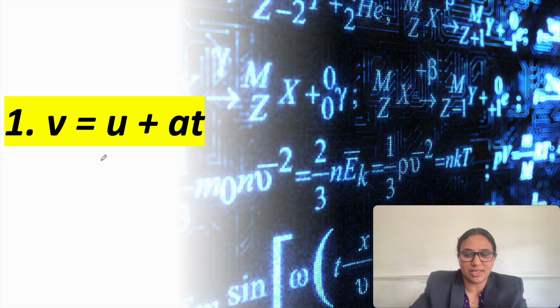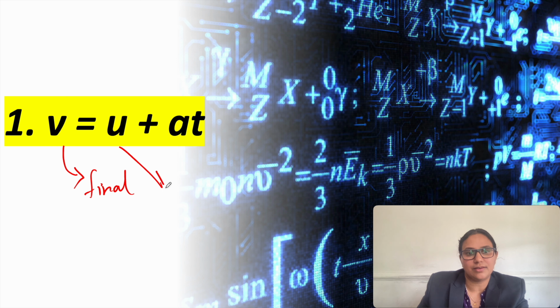So the first equation we have arrived at is V is equal to U plus AT, where V is the final velocity, U is the initial velocity, A is acceleration and T is the time taken.